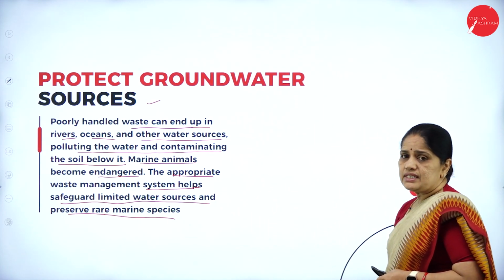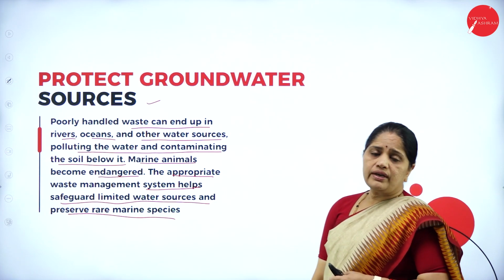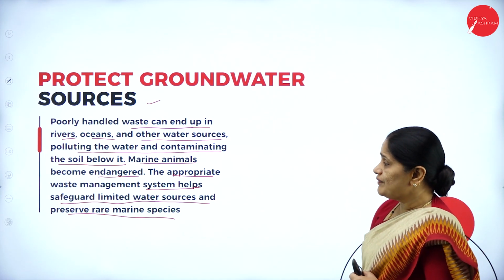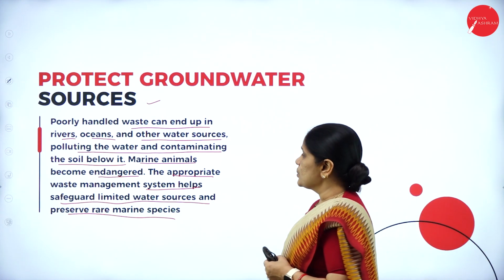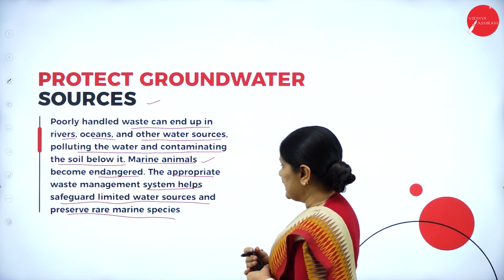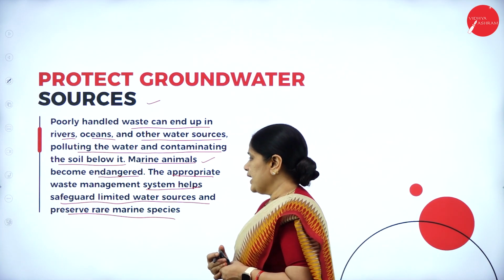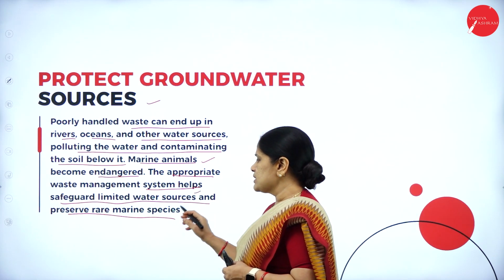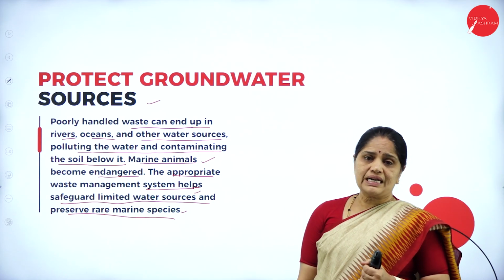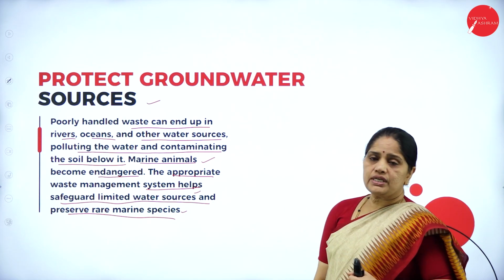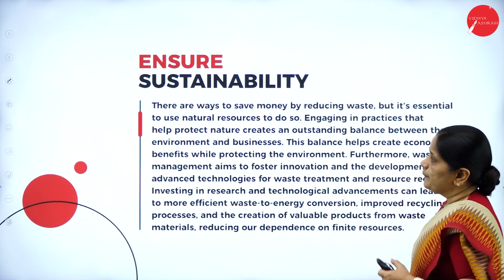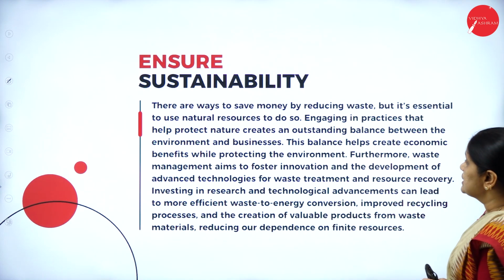So, if you are releasing all the waste water into the rivers, then it will be polluting our rivers, oceans, and other water sources. So the marine animals which are living in the water are also getting endangered. So the best way is to safeguard the limited water sources and preserve rare marine species. So the main aim of waste management is to preserve the marine species, and also safeguard the limited water resources we have. Then the next one is ensure sustainability.